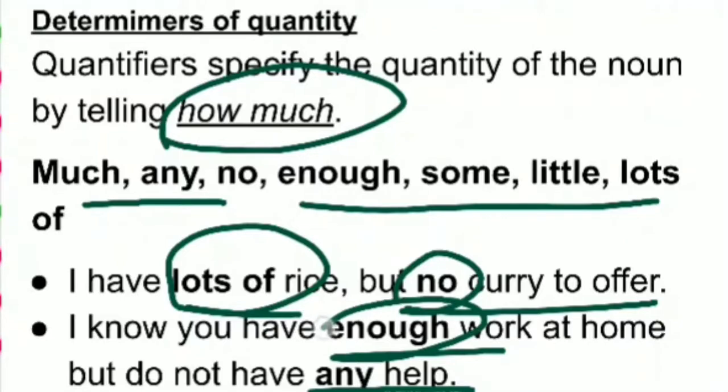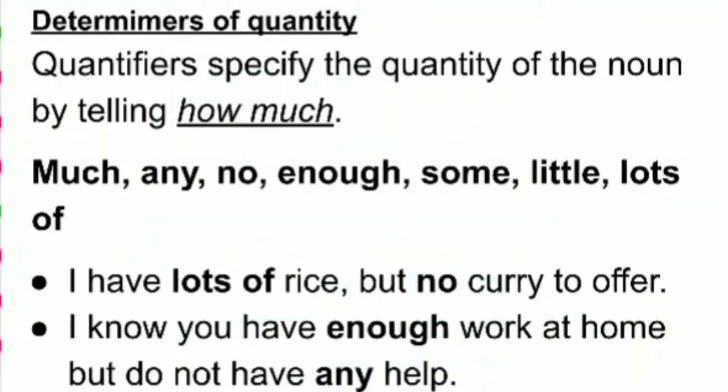So here "enough" and "any" are the words which determine the quantity, how much work is there and how much help is being given to him. And here the nouns such as work and help are uncountable, which cannot be counted. So determiners of quantity and determiners of number tell us how much or how many of the noun we are talking about. Understood? So this was about the determiners.